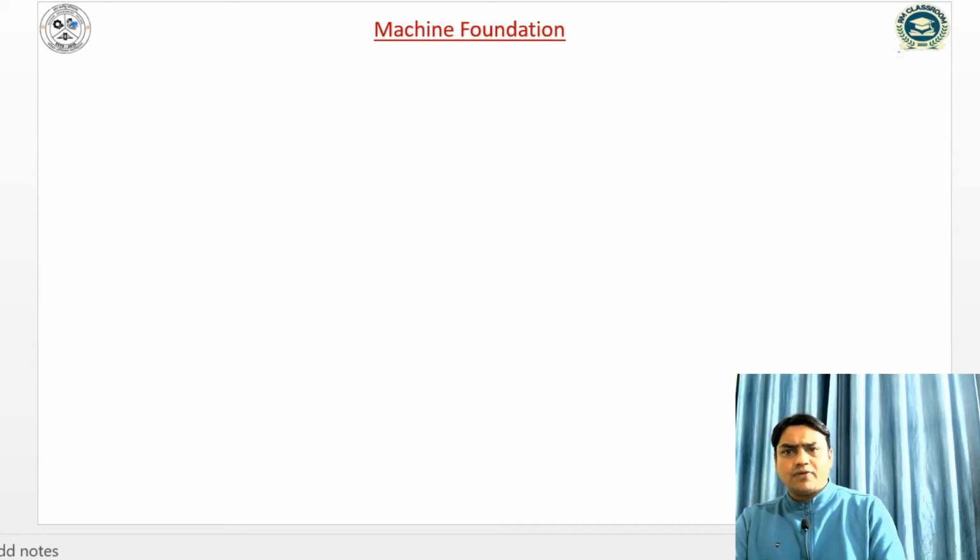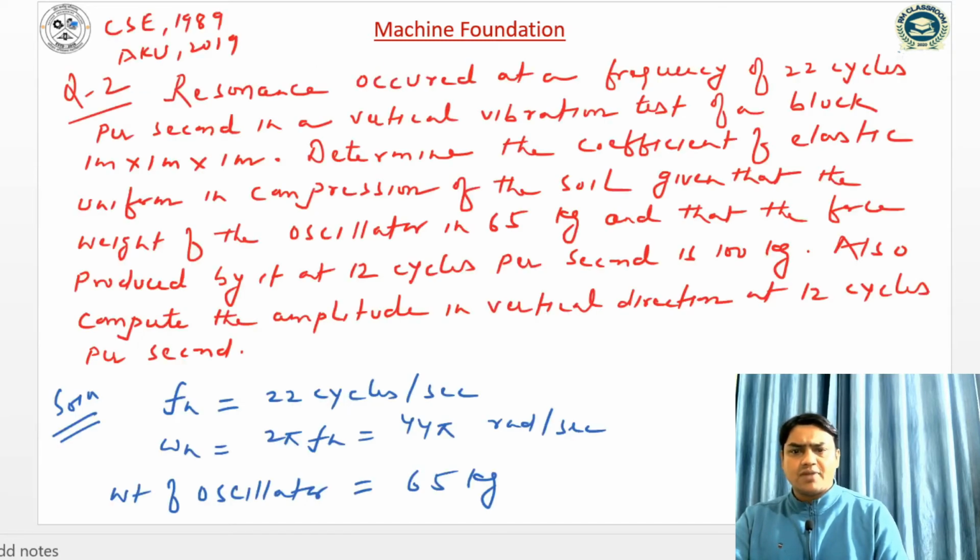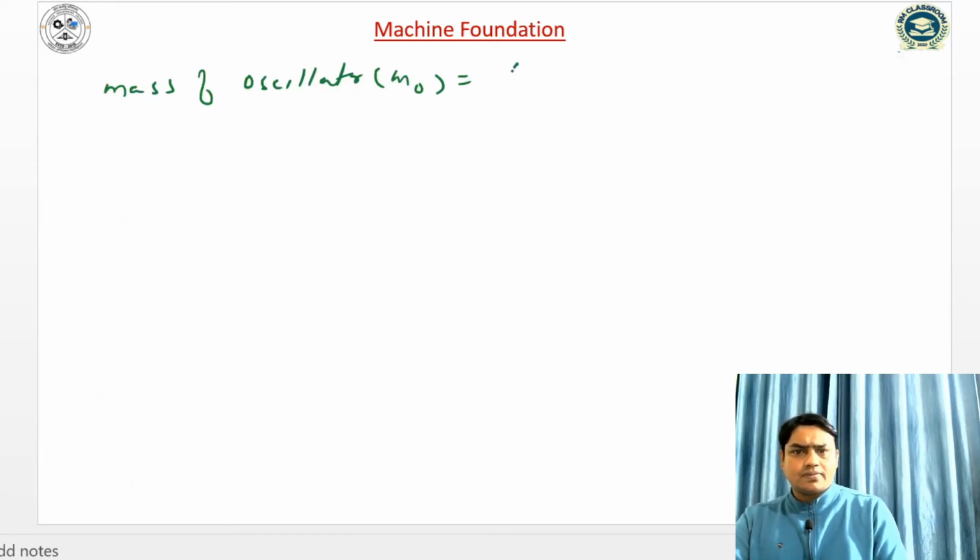So firstly we have to find the mass of the oscillator. The mass of the oscillator is 65 divided by 9.81, so it will be 6.63.